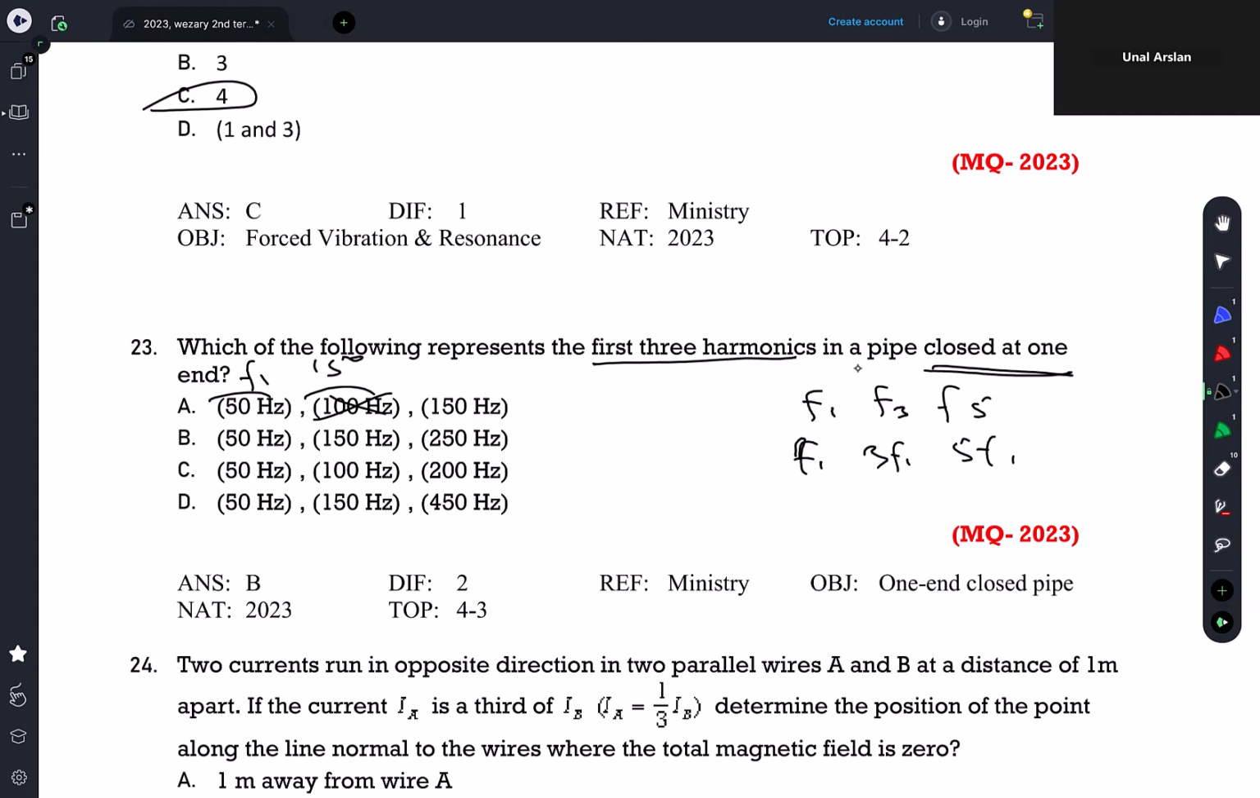So this is not correct. It is 150, and the third one must be 5 times 50, it's 250, so B is going to be the correct answer. So if F1 is 50, 3F1 is the next one, 3 times 50, 150, the next one is 5F1, 5 times 50 is 250, so the answer is going to be B.